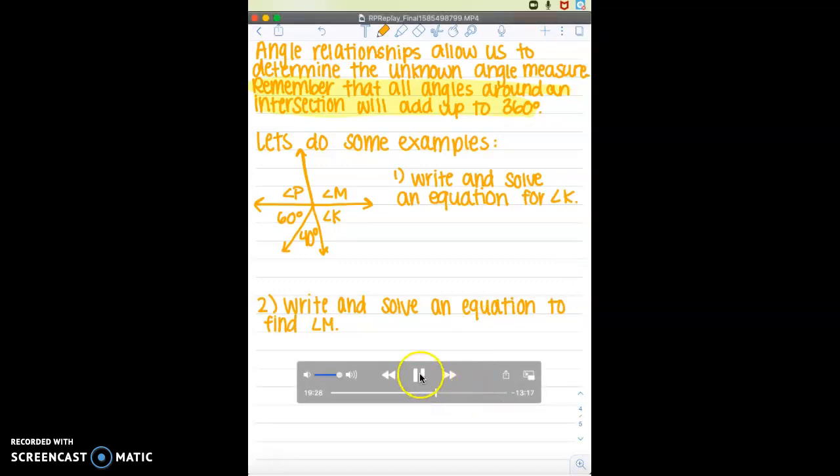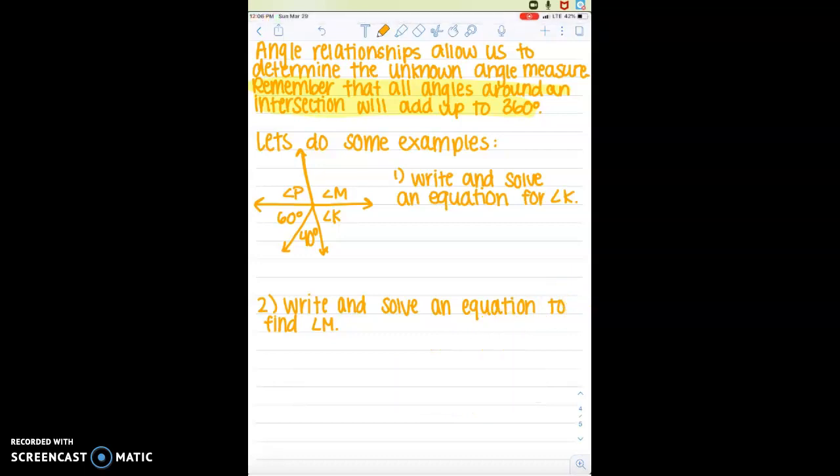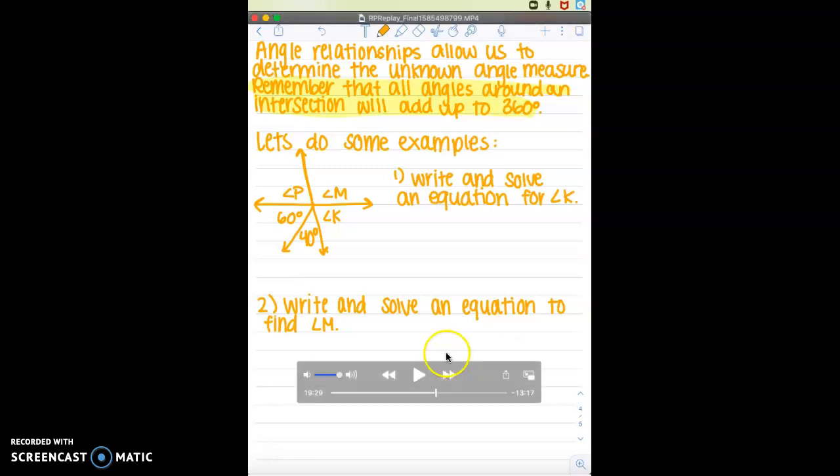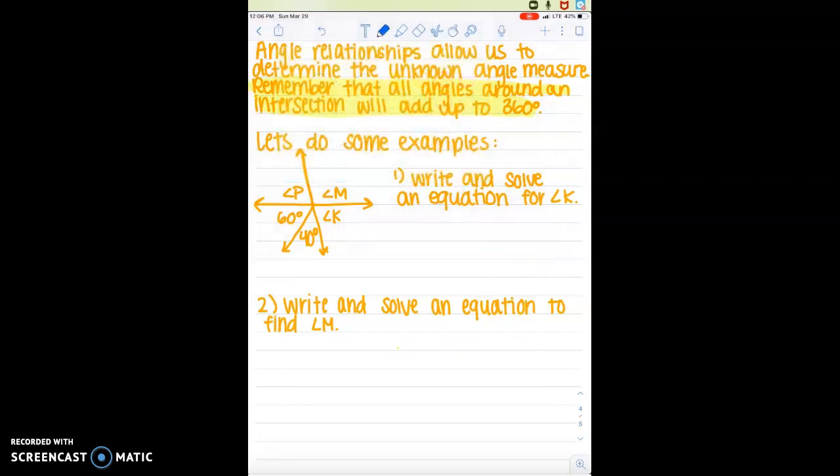So right now is where you're going to want to pause, and you are going to take about 5 minutes to go ahead and do these two problems on your own. So now that you've paused the video for 5 minutes, we are going to work through these together.